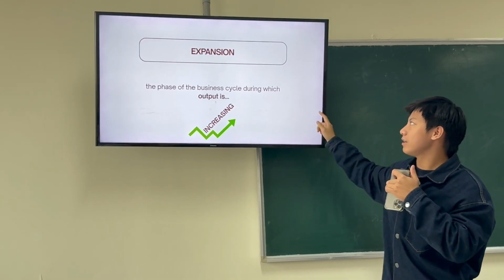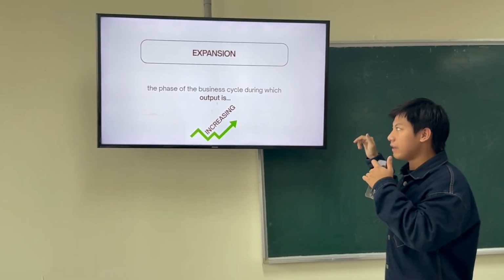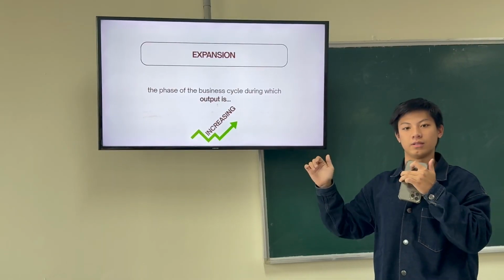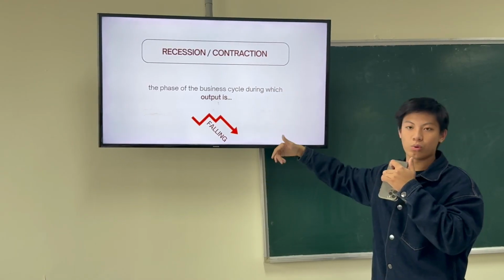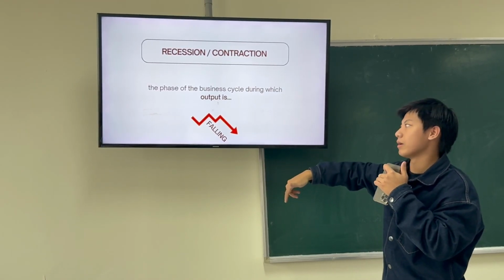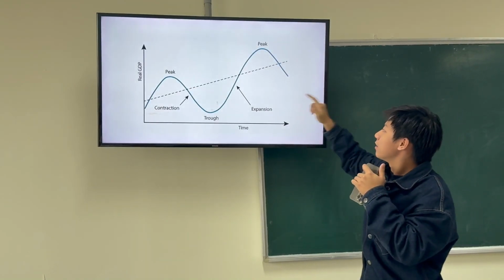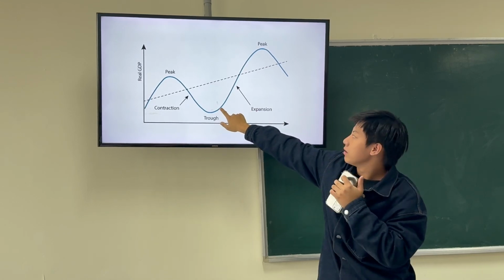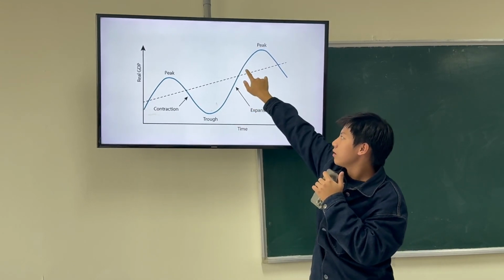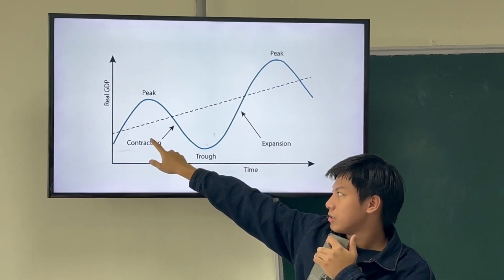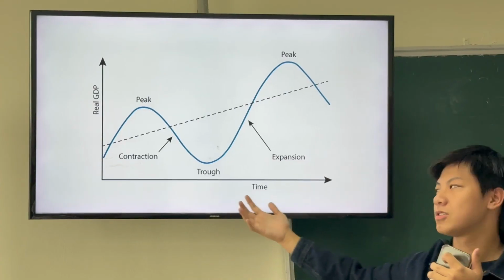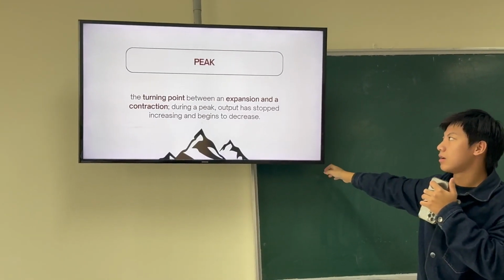Now, secondly, we have expansion, which is the phase of the business cycle during which the output is increasing, and its inverse is recession or contraction, which is when the output is falling. So again, when output or GDP is increasing, we have expansion, and when the output or the GDP decreases, it's simply a contraction. It's really simple. Next up is the peak.